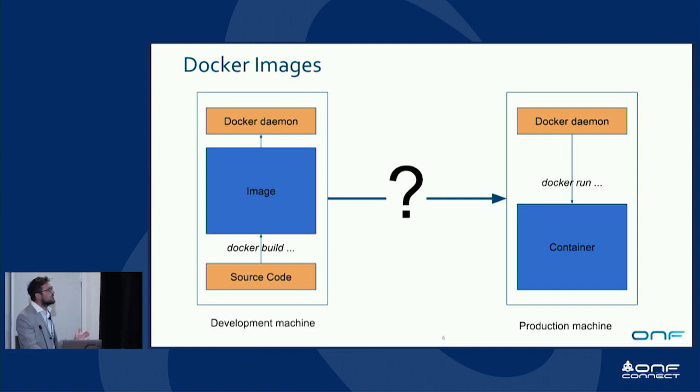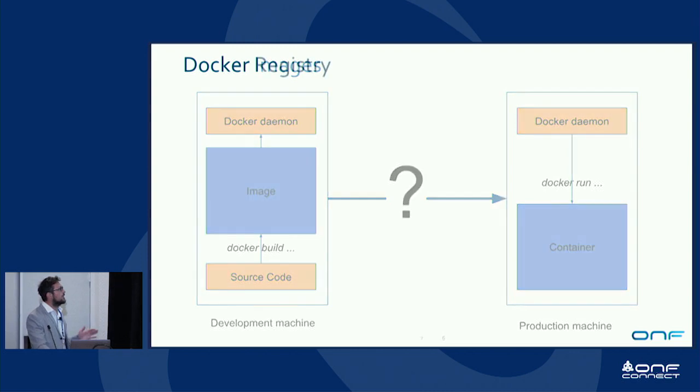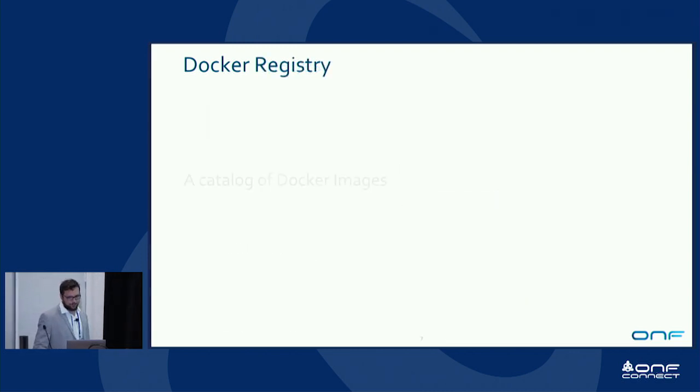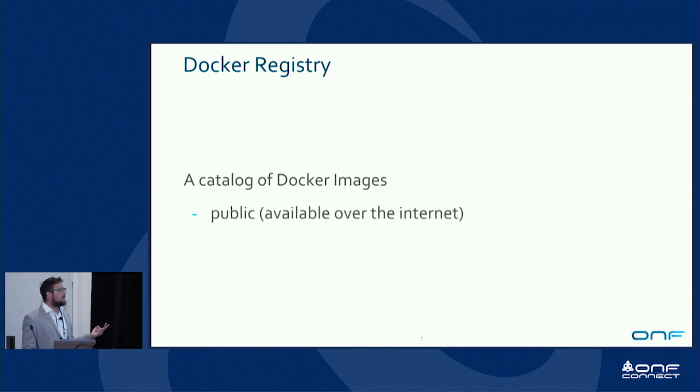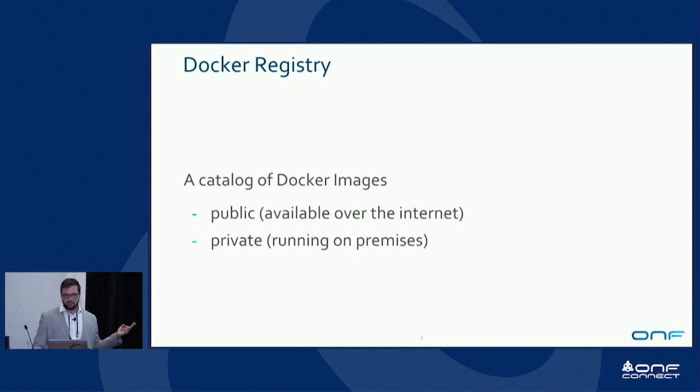The way to ship images from one place to the other is the Docker registry. The Docker registry is basically a catalog of images. Like a catalog of products somewhere on the web, I go there, I choose the one I want, I download it, I run it. And we have basically two different types of registry: public registries available over the internet, and private registries that are running most likely on premises on our deployment or somewhere close to it.